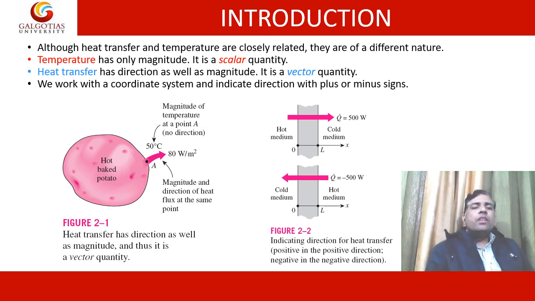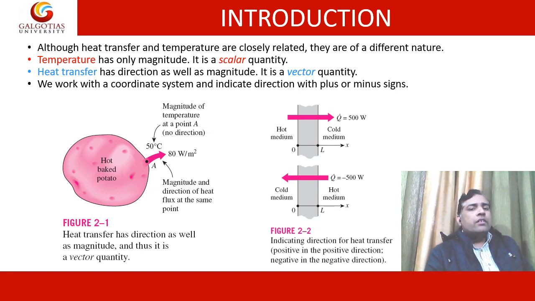So let us start today's lecture. In this lecture we are going to derive the steady one dimensional heat conduction equation. As we know, heat transfer and temperature are closely related. We have discussed in the last class that heat transfer is directly proportional to the temperature difference between the two bodies. But they have two different natures.